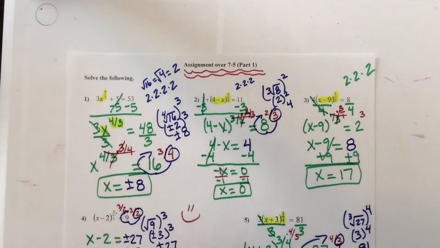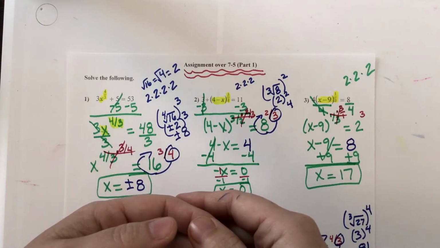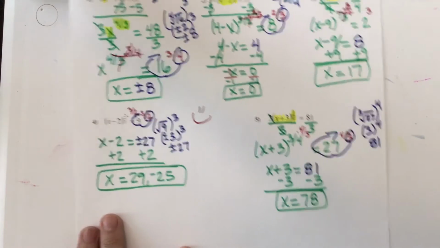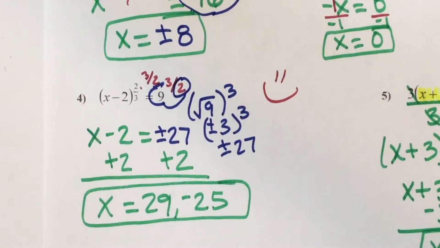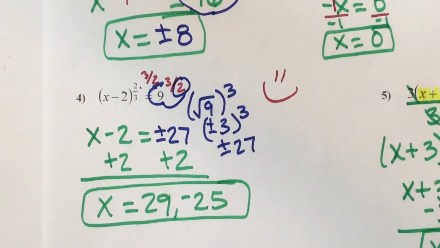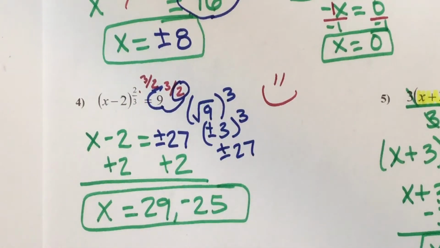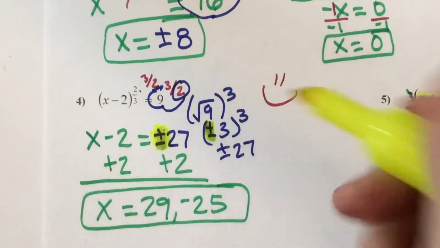I want to show you the answers to number 4 and 5 that I asked you to do on this assignment over 7-5 part 1. So looking at number 4, this is what you should have got for an answer. Did you remember your plus minus? I was taking the square root of 9, which is an even root, and when you take an even root, there's a plus minus. So that's where that plus minus came from.